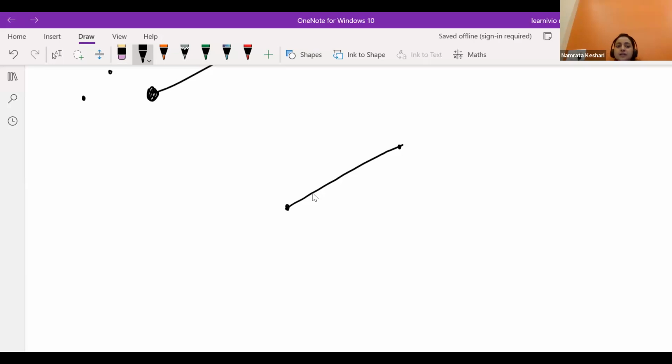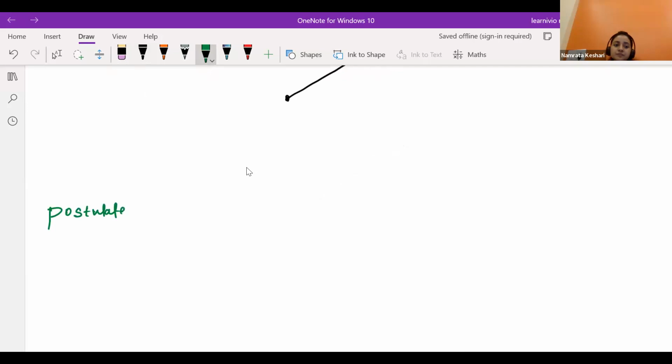Okay. Let's continue. Postulate two. Yes, Tejas, what is postulate number two? Ma'am, a terminated line can be produced indefinitely.